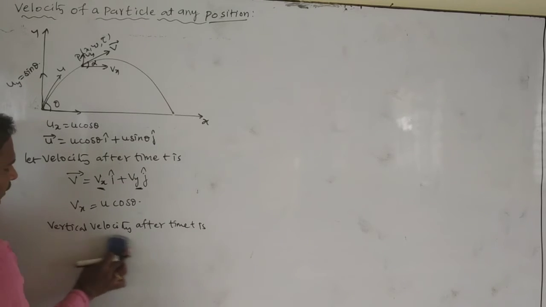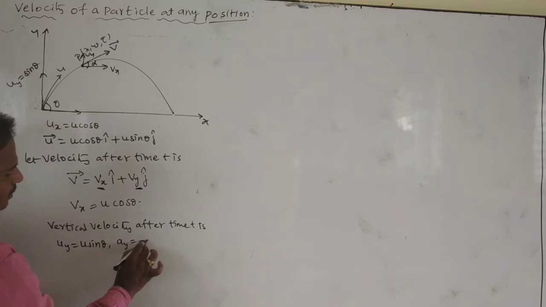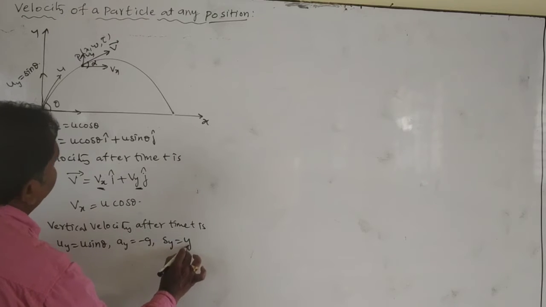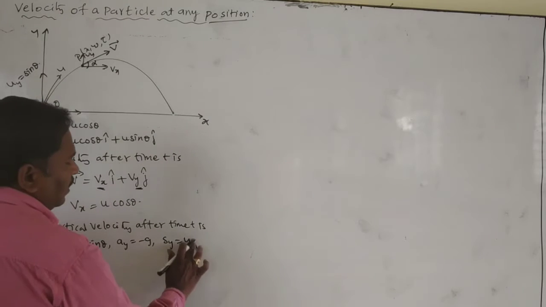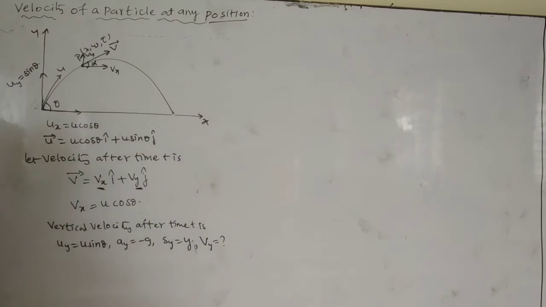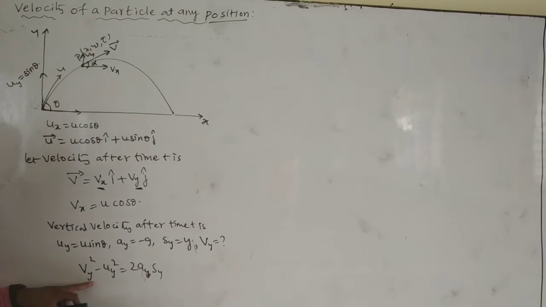First, what is the initial velocity in the y direction? Uy equals u sin theta, and ay equals minus g. So in the vertical direction, it has traveled a distance y, and we are going to find the final velocity vy. We are using v square minus u square equals 2as, applying this equation along the vertical direction to find the final velocity.